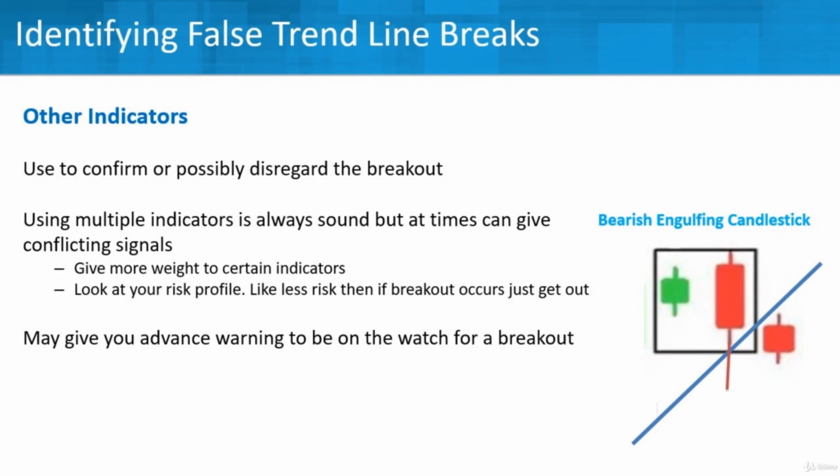Like, okay, they broke the trend line. Other indicators are saying the trend's changing. There's a reversal going on. Okay, I got it. So if it's an uptrend, I'm selling because not only is the trend line broken, but my other indicators are saying that too, as an example. So using multiple indicators is always a sound idea.